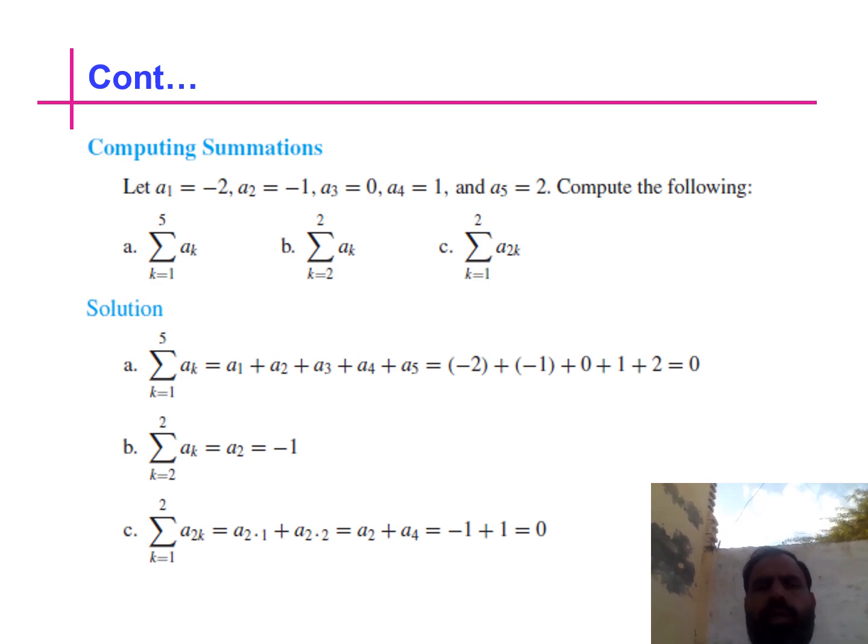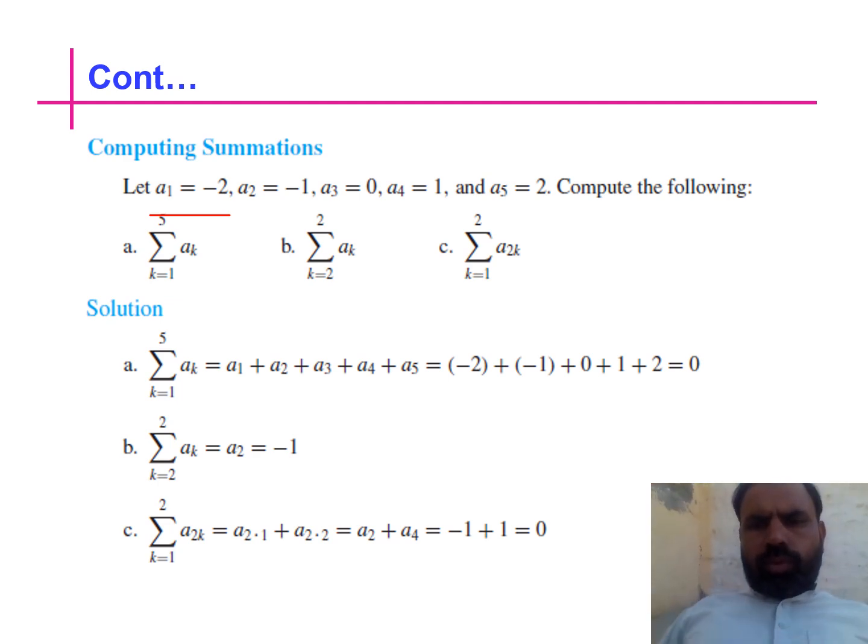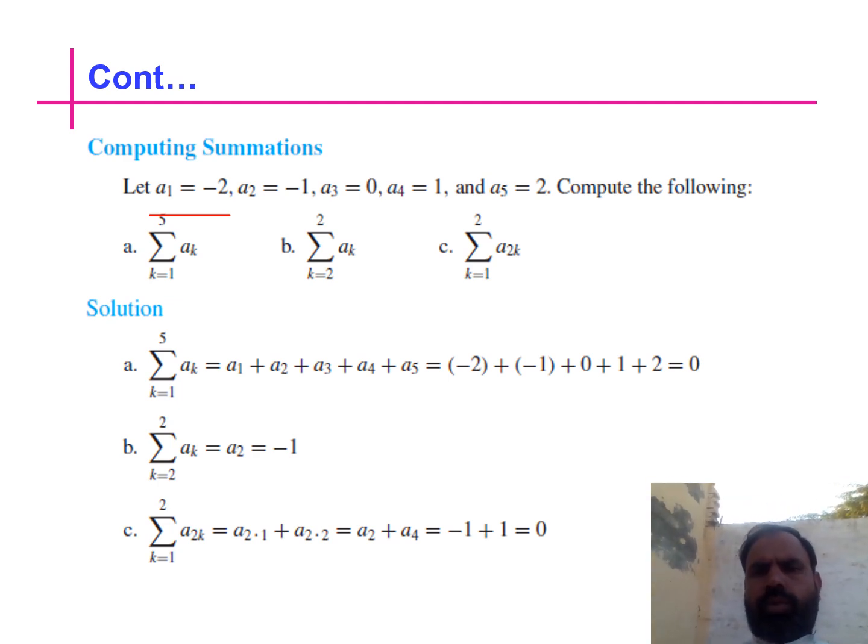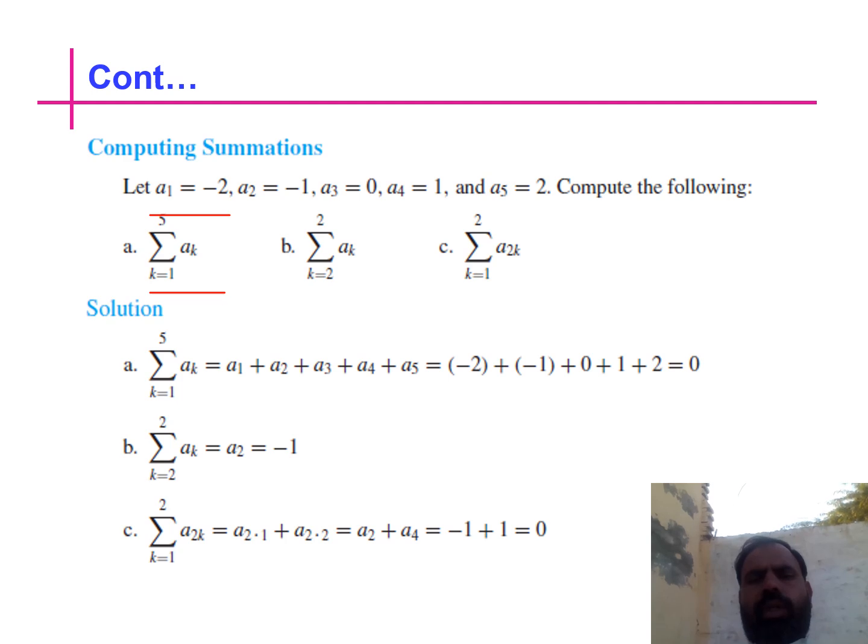If we let a_1 is equal to minus 2 and a_2 is equal to minus 1, a_3 is equal to 0, a_4 is equal to 1, and a_5 is equal to 2. Compute the following summation series: the summation of a_k, k varies from 1 to 5, the summation with k varies from 2 to 2, and the summation of a_2k, k varies from 1 to 2. If we discuss the first one, k varies from 1 to 5, this is the summation of the first 5 terms, a_1 to a_5. So we can say that a_1 is equal to minus 2.